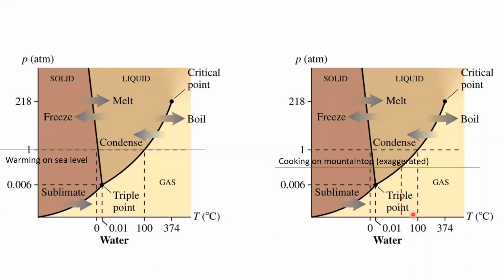It's probably more like 98, 99. But the point is your water will begin to transition from liquid to gas at a temperature lower than 100 degrees. And that means if you cook something in that boiling water, you will be cooking it at a temperature less than 100 degrees.